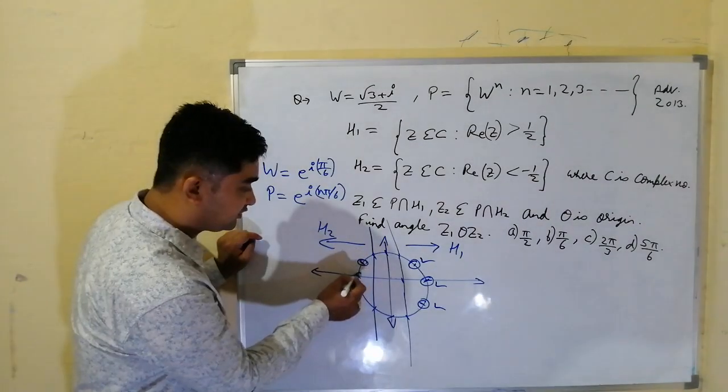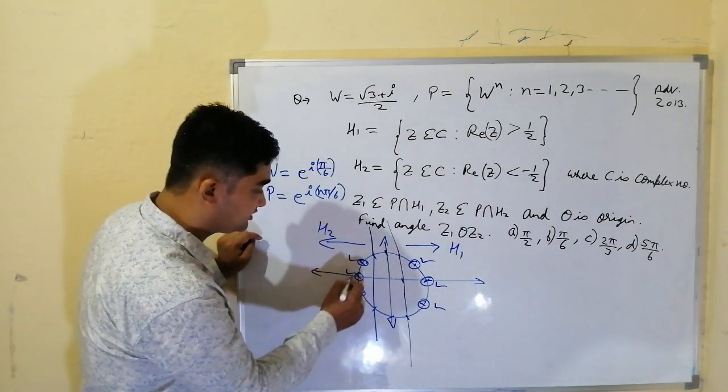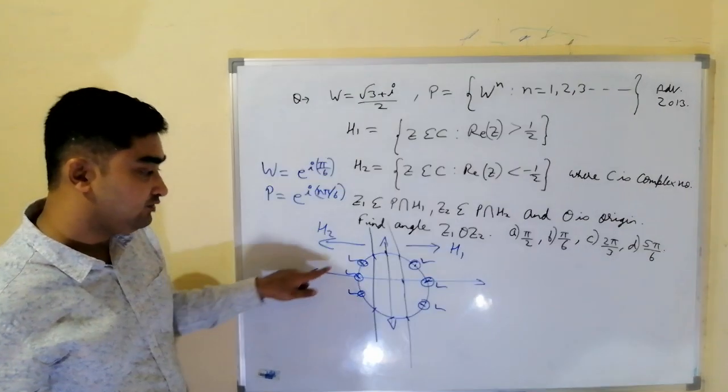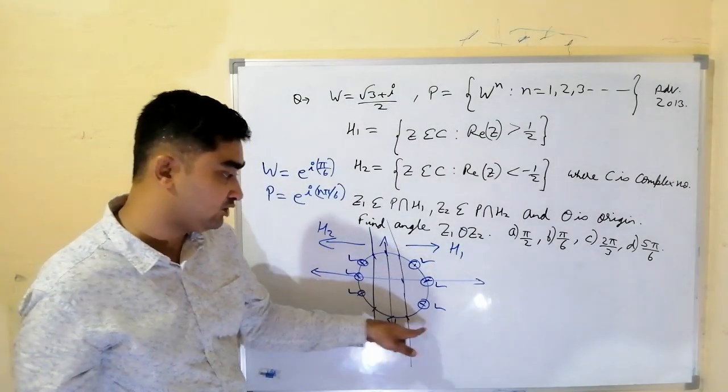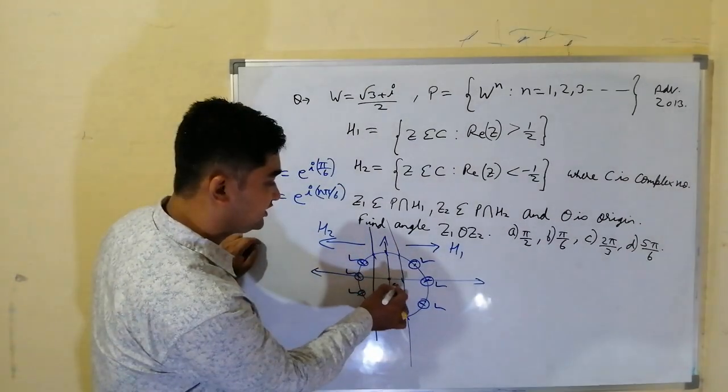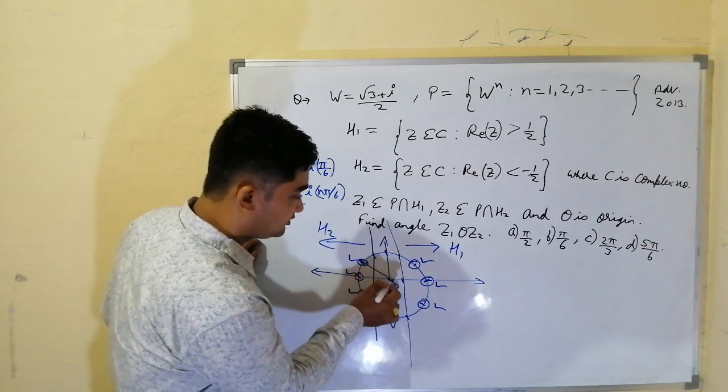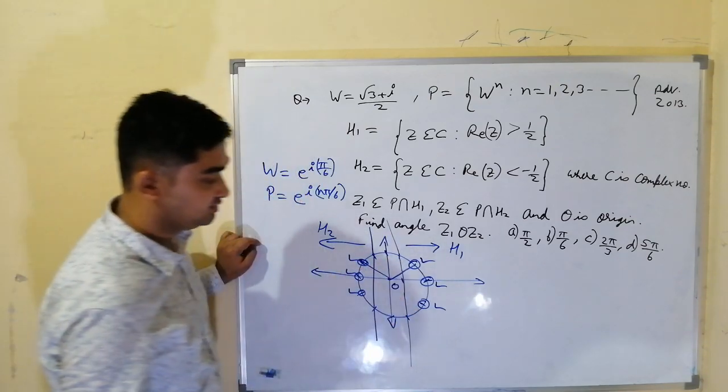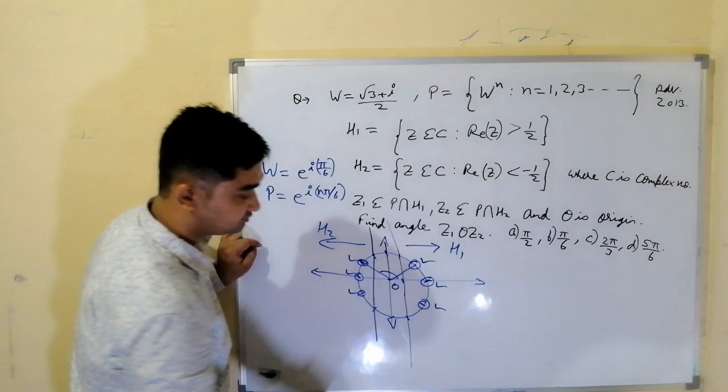P have 3 points, 1, 2 and 3. So what is intersection? These 3 points are intersection. Now we have to take 1 point from this and 1 point from this. Third point is origin, and we have to find the angle. So first possibility is this. So what is this angle?